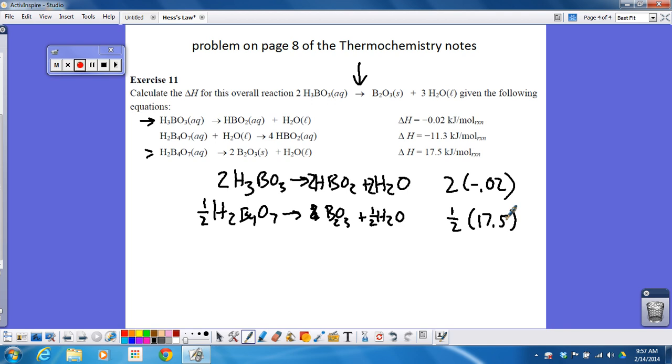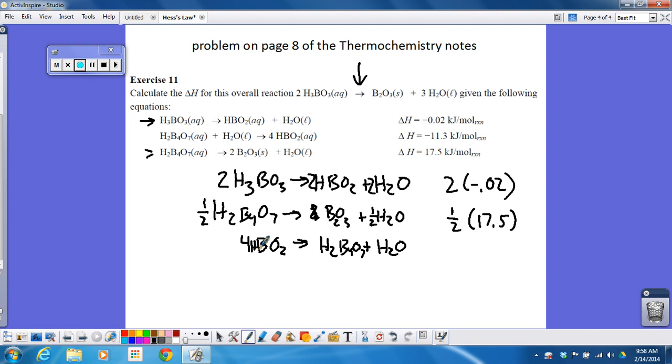Now let's look at the third reaction, the one I haven't used yet. Now you'll notice I have H2B4O7, and I also have this HBO2. I need to get rid of both of these things. So you'll notice H2B4O7 is a reactant in this reaction. If I want them to cancel, I can flip this reaction. So I'm going to write this in reverse. And then we'll take a look at coefficients. So I have 4 HBO2 yields H2B4O7 plus H2O.